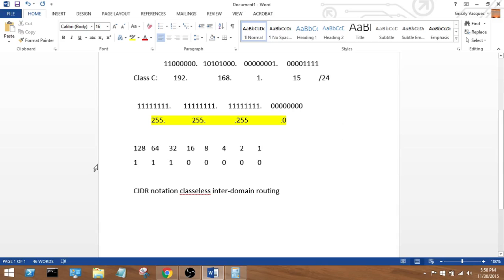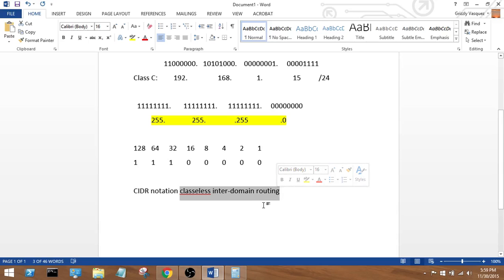Number two, there's two ways of writing a net mask. A net mask is written in decimal form as 255.255.255.0, or it can be written in CIDR notation. We're going to be working more with CIDR notation. This whole thing is equal to /24. Number three, CIDR means classless interdomain routing.